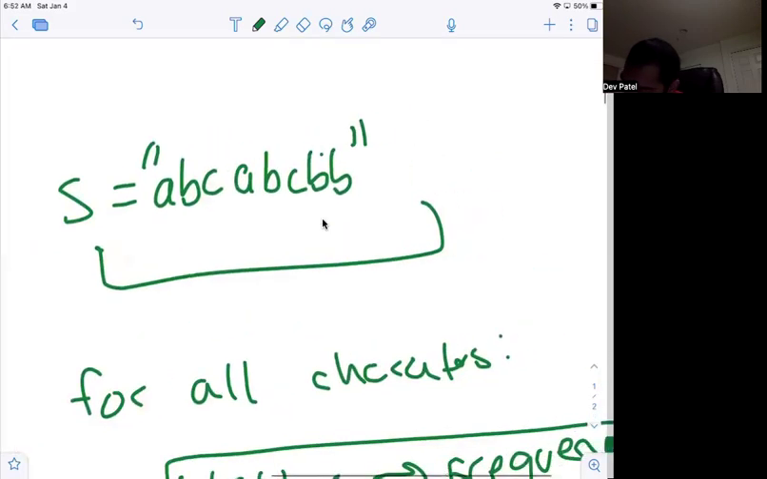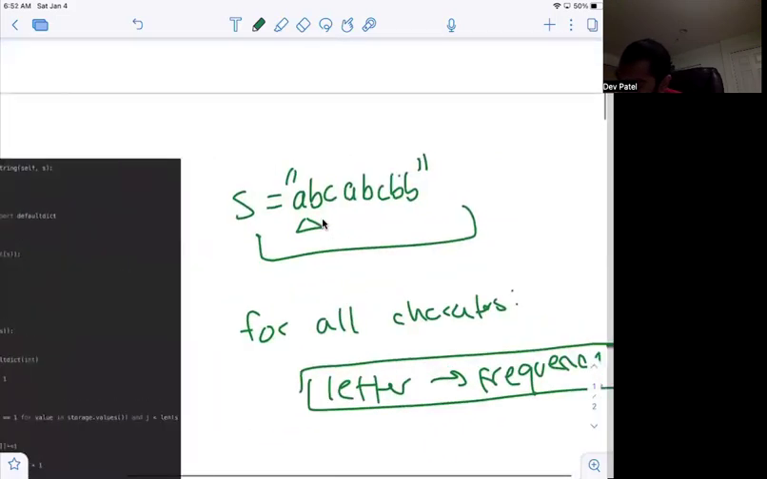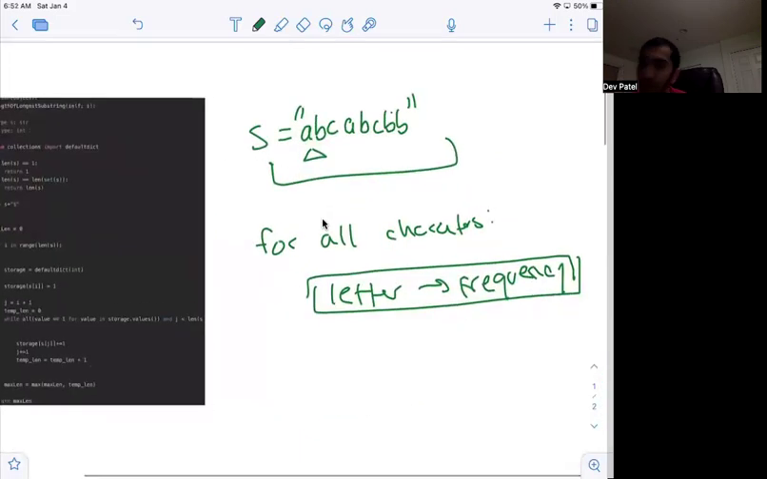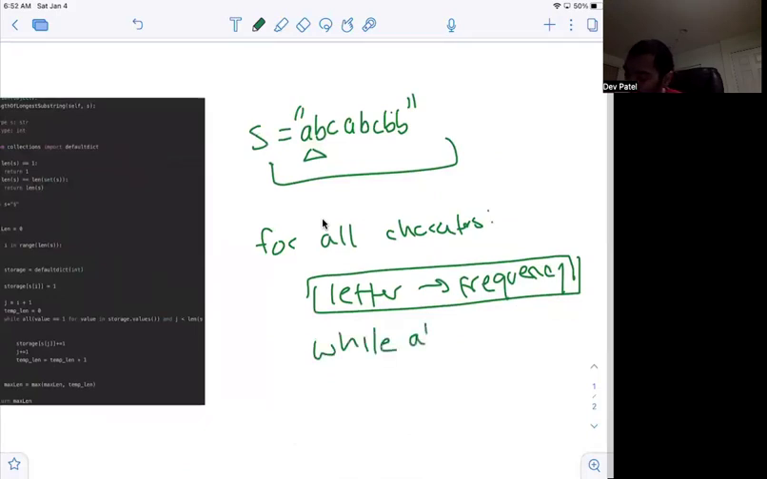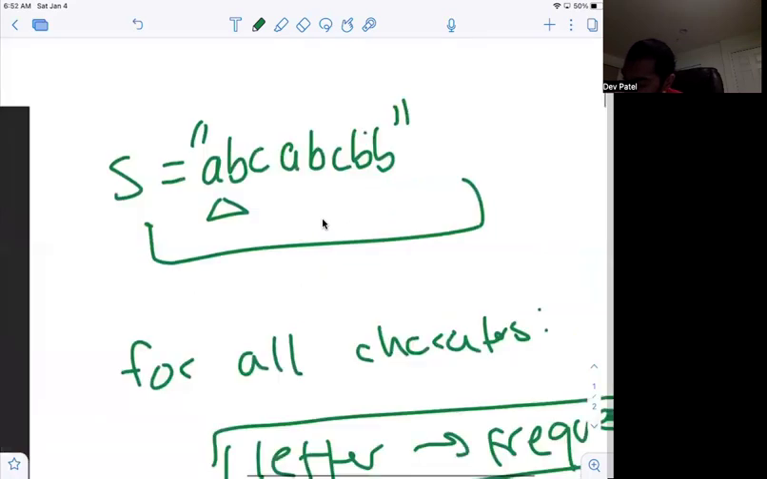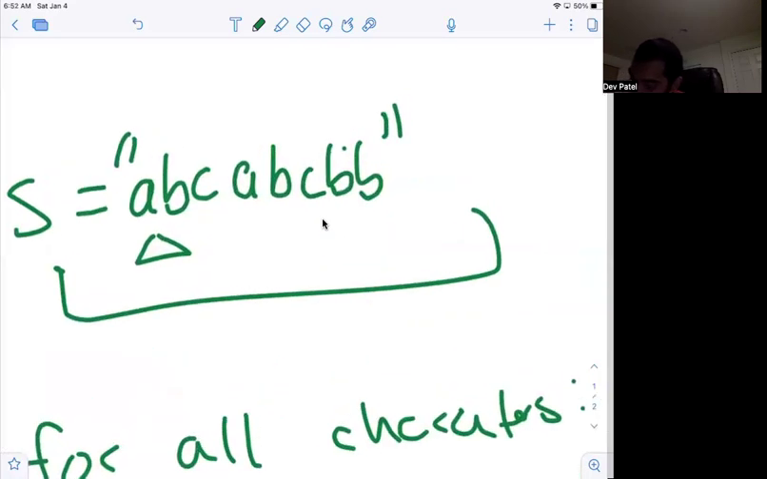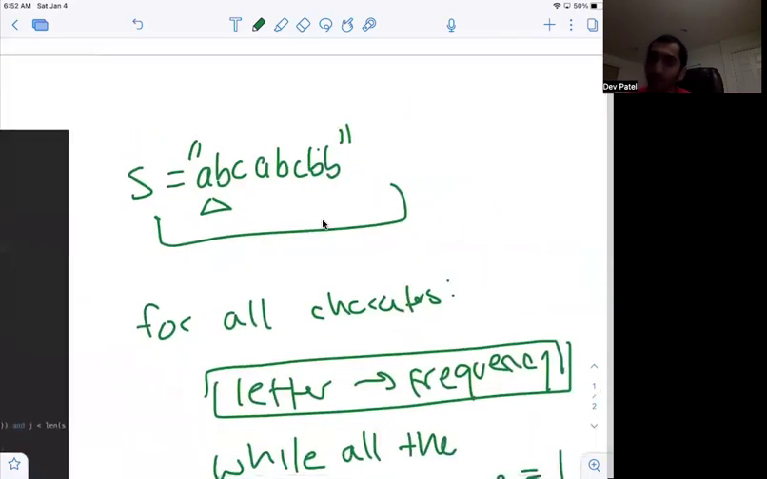So you're going to start at A, and then while the values in that map are all one. So what does that mean? While all of the values in the map are one, that means that the frequency of each element is still one. So that means it's not repeating. There has not been a repetition thus far.